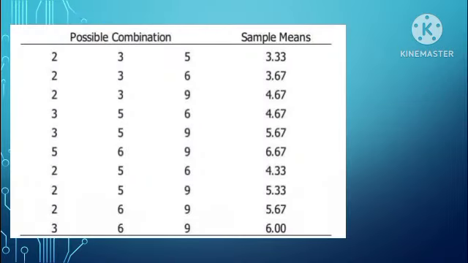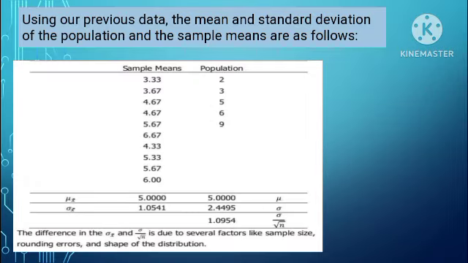Using our previous data, the mean and standard deviation of the population and the sample means are as follows. So the difference between the standard deviation sub x bar and the standard deviation over the square root of n is due to several factors like sample size, rounding errors, and the shape of the distribution.